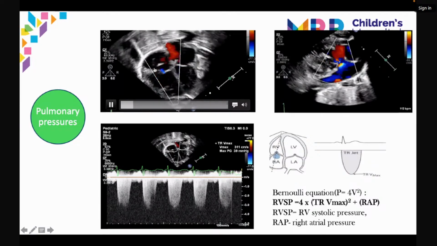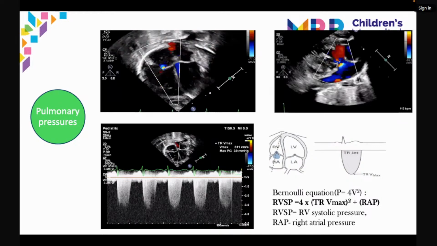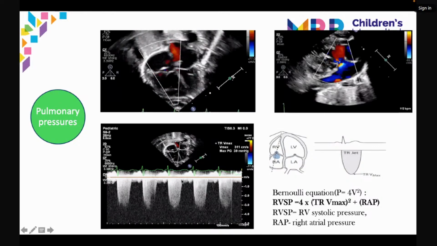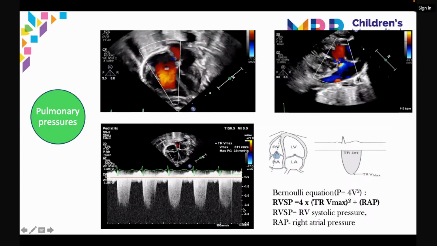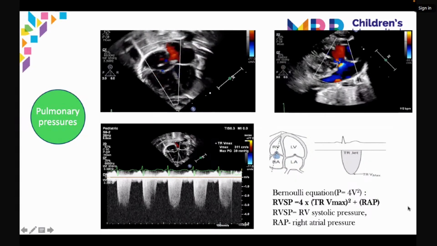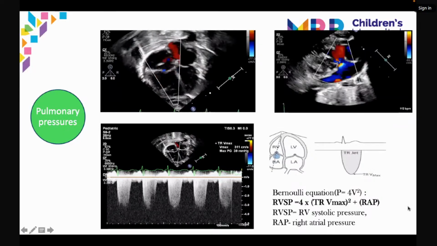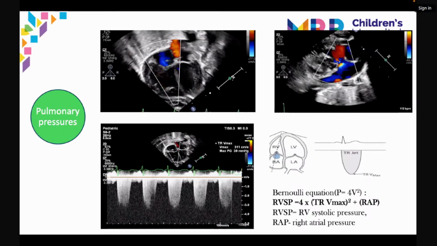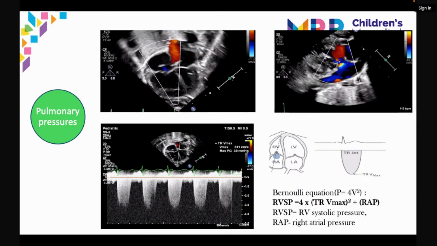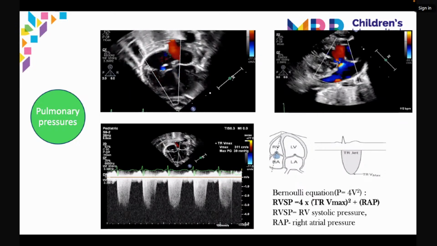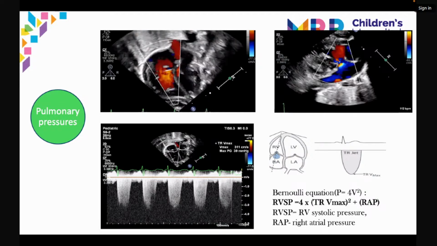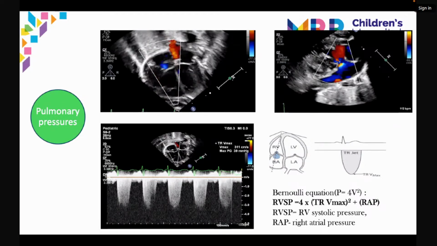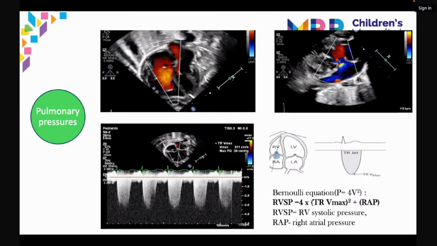So this is the 4-chamber apical view on which we have applied color and then a continuous wave Doppler. You can make out that the TR max here is almost 3 meters per second or 300 centimeters per second. So using Bernoulli's equation, the RVSP is calculated as 4 times the TR max, which is 3 multiplied by 3 multiplied by 4, plus right atrial pressures. So the RVSP is around 40 to 45 in a 35-weeker child, which is at least moderate PPHN.